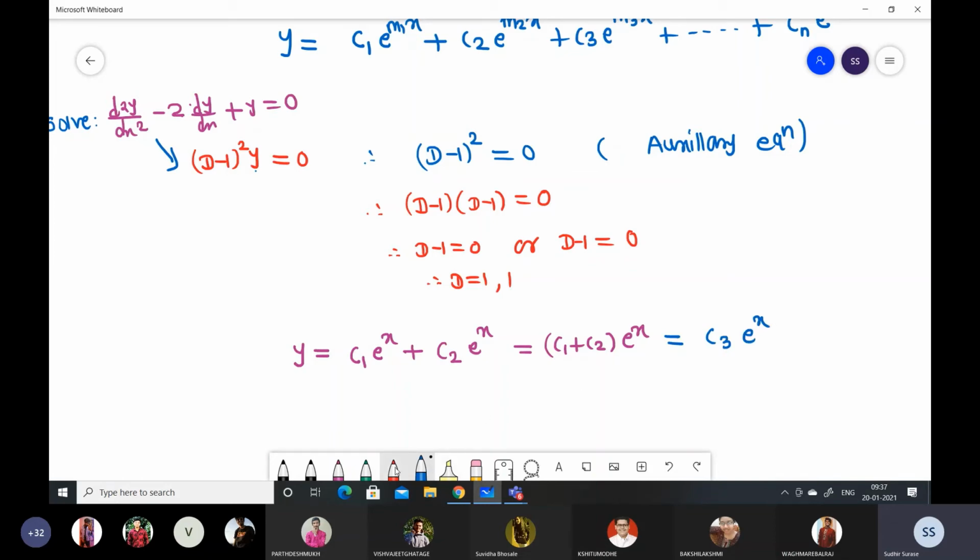Oh, there is a problem. What is the problem? The problem is that the order of the given differential equation is 2, but in the solution we are getting only one arbitrary constant, which is c3.